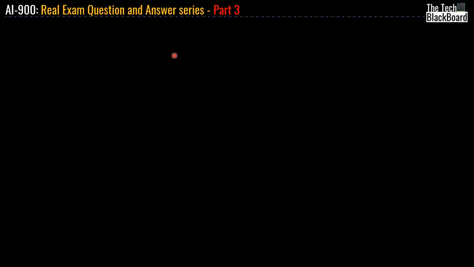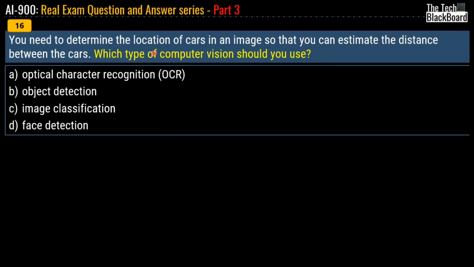Our part 3 starts with question number 16. The question says that you need to determine the location of cars in an image so that you can estimate the distance between the cars. Which type of computer vision should you use? Your options are optical character recognition or OCR, object detection, image classification, or face detection. And the correct answer for this question is option B, object detection.